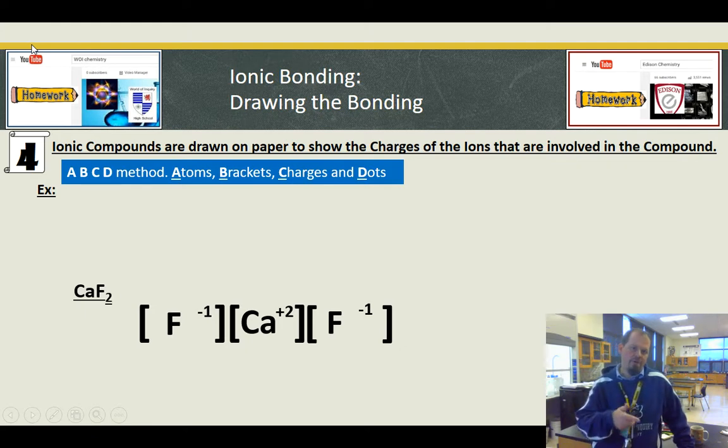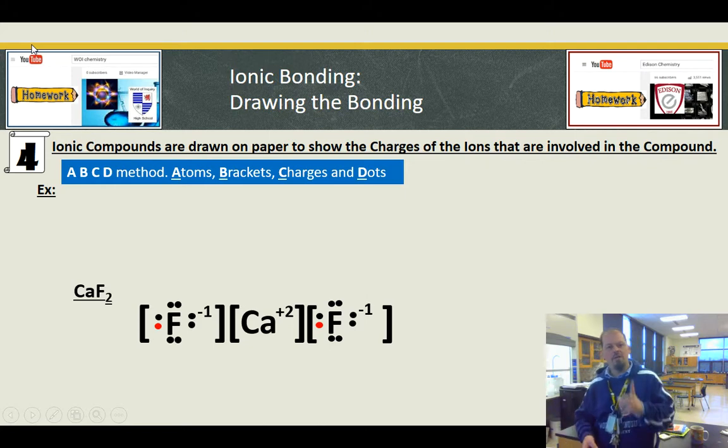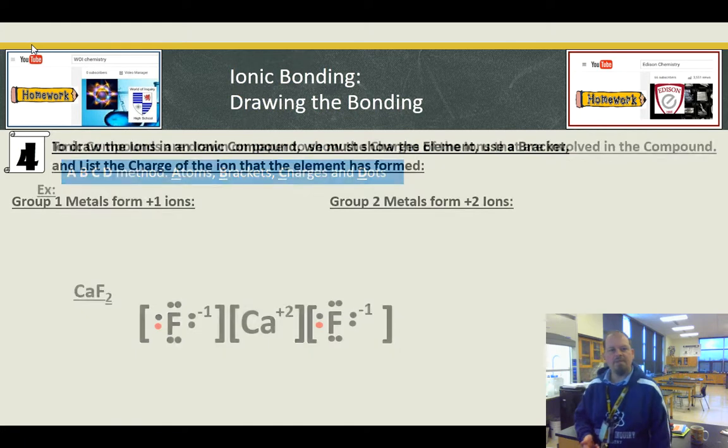All right, and then fluorines are the nonmetals, so they're going to have their electrons. Now, calcium loses 2, loses 1 to one fluorine, 1 to the other fluorine. +2, and 2 negative ones cancel out to be 0. Good? That was a lot. All right, next page.